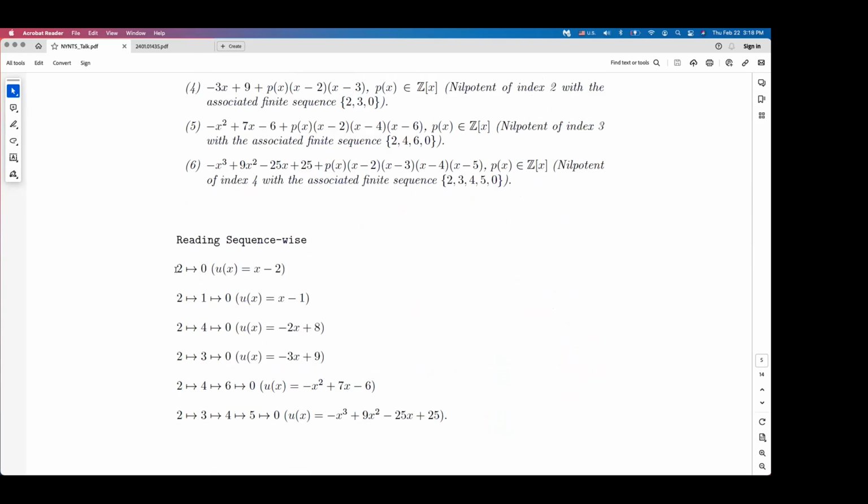If your polynomial sequence is a nilpotent sequence and you start at 2, then either you have to go directly to 0, for example using the polynomial x minus 2, or you can travel to 1 and then travel to 0, for which you can use x minus 1, or you can travel from 2 to 4 and then from 4 to 0, or 2 to 3 and then 3 to 0, 2 to 4, 4 to 6, 6 to 0, and finally 2 to 3, 3 to 4, 4 to 5, and 5 to 0.